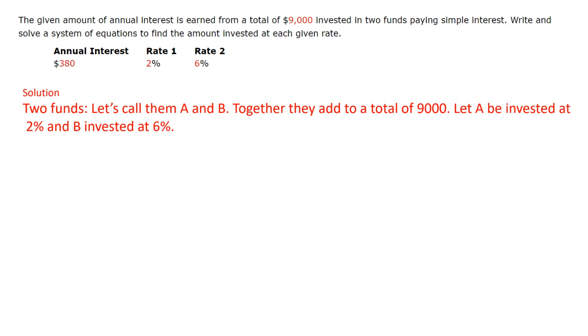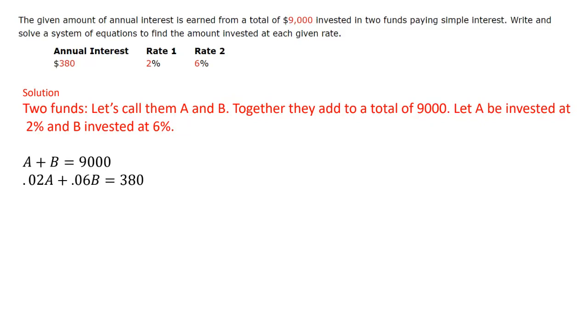So what we can do is let the first fund be the one at 2% and the second one be at 6%. And so we take the data or the information they give us in the word problem, and we try to break it down into something that we can use. So we can come up with equations.